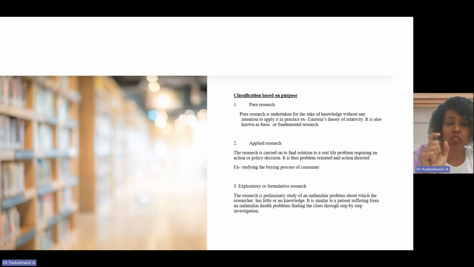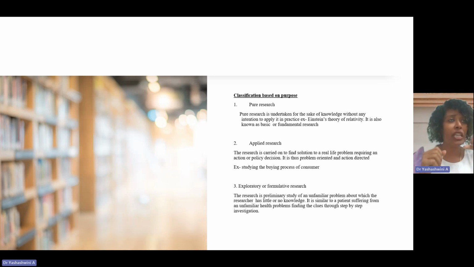Now, coming down to the next one, which is so-called applied research. Applied research is where we usually use, as a researcher, for a research purpose, like finding out a solution to real life problems, finding out a solution to real life situations. That is applied research. Now, the third one is exploratory or formulative research.